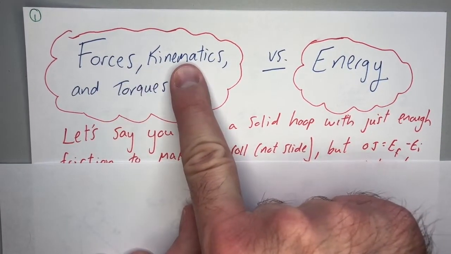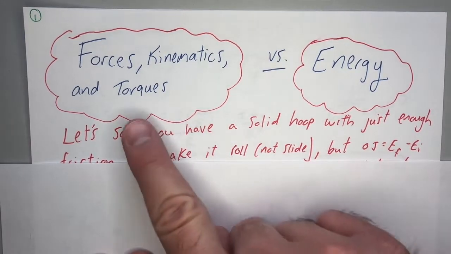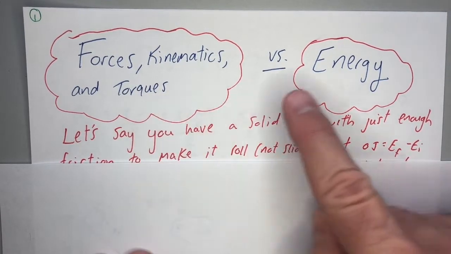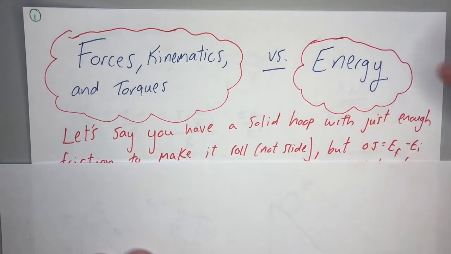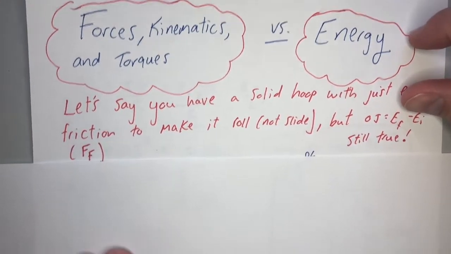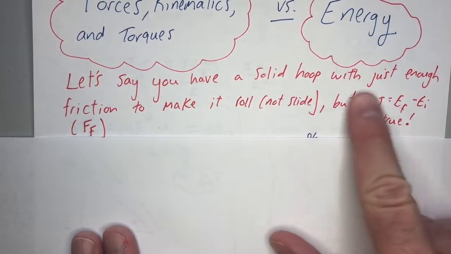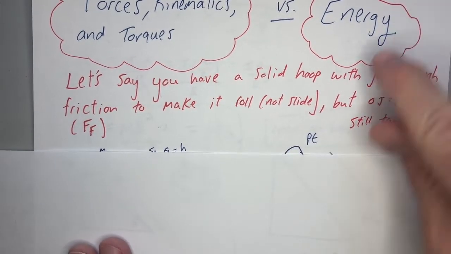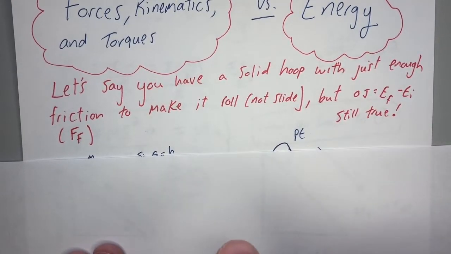Forces and kinematics versus energy was what we just did, but now that it's rotating, we have to involve torques versus the energy method. Now, technically, in the energy method you have rotational kinetic energy, but still, this is going to be a lot easier. So, let's say you have a solid hoop with just enough friction to make it roll, but not slide. Because can you picture if you had a hoop going down a ramp? If there was no friction, it'd just be like really slick ice. It'd just slide down without rotating. So, there's just enough friction to make it roll.